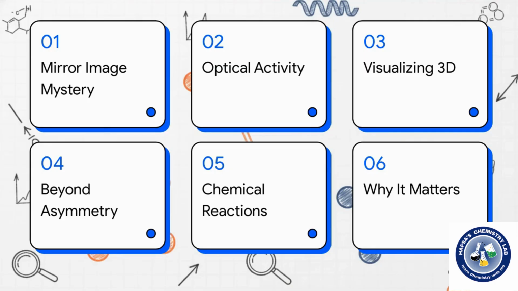To figure this out, we've got a great roadmap today. We'll start with the mirror image mystery, decode optical activity, visualize some 3D molecules, go beyond the asymmetric carbon, look at stereospecific chemical reactions, and finally, talk about why stereochemistry matters.